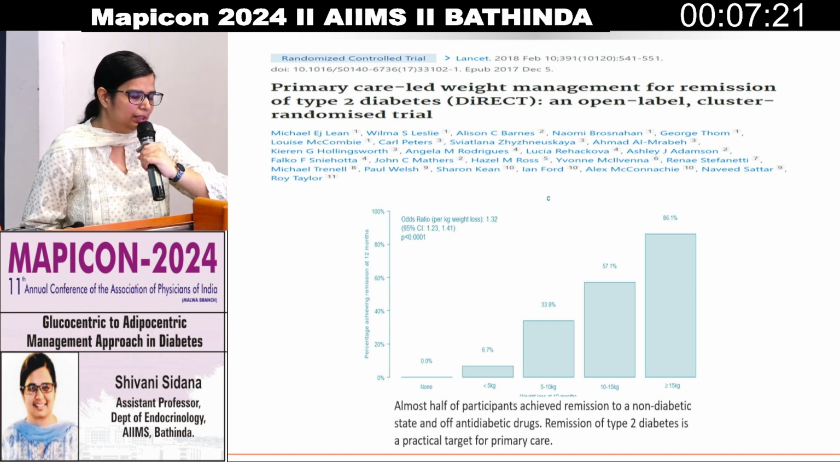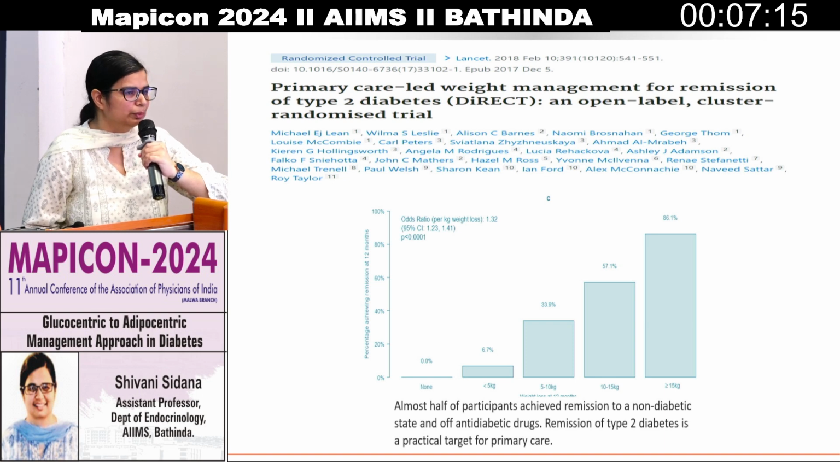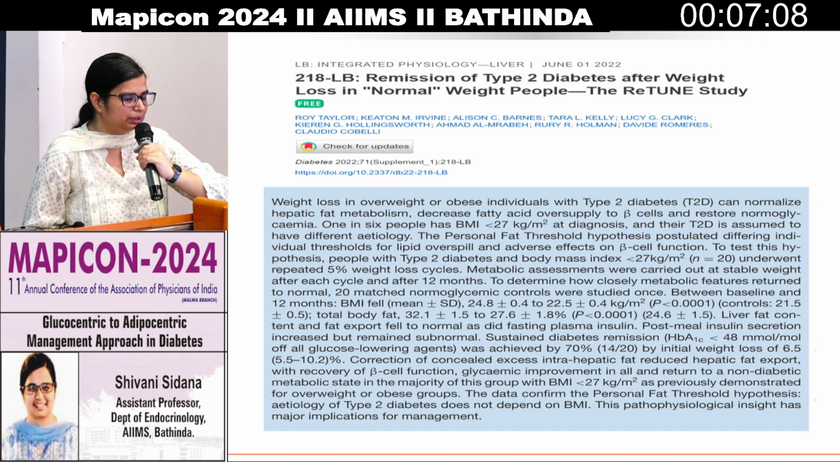And what is remission? Remission is an HbA1c level less than 6.5% for at least 6 months without medication. So remission of diabetes can be achieved with weight loss. What about the patient who has normal weight and diabetes? That is the lean diabetic patient.